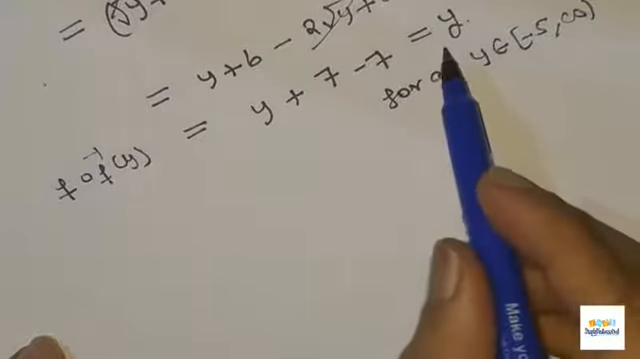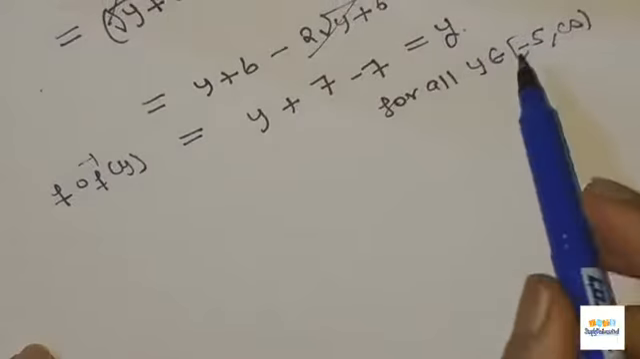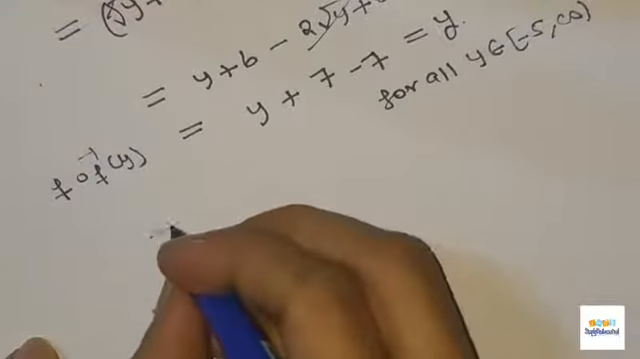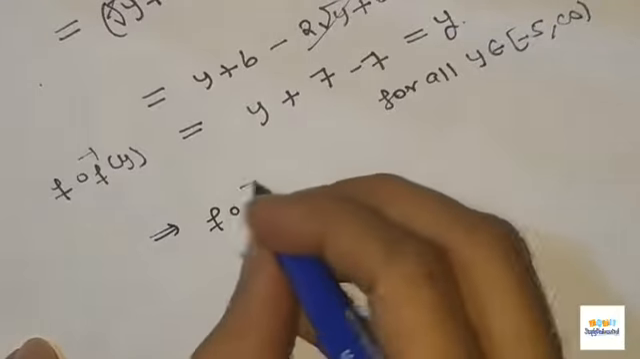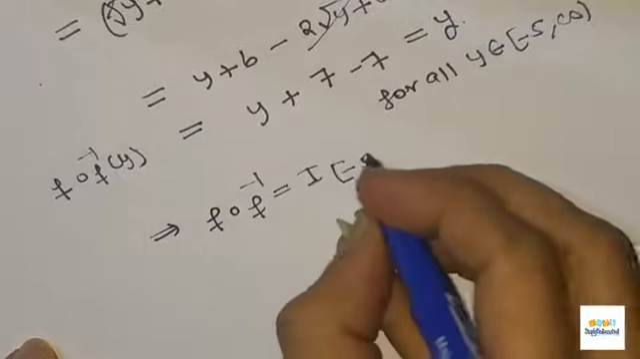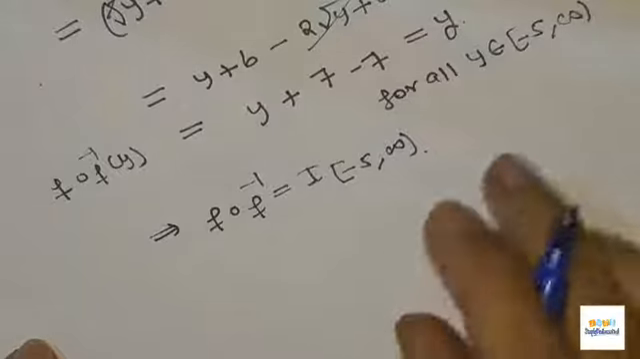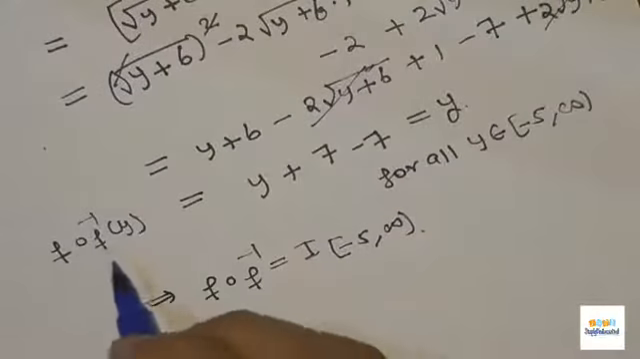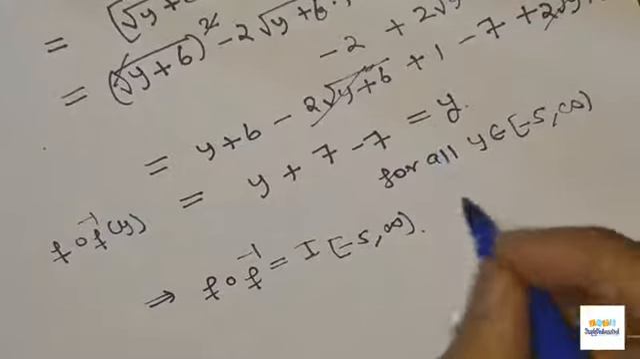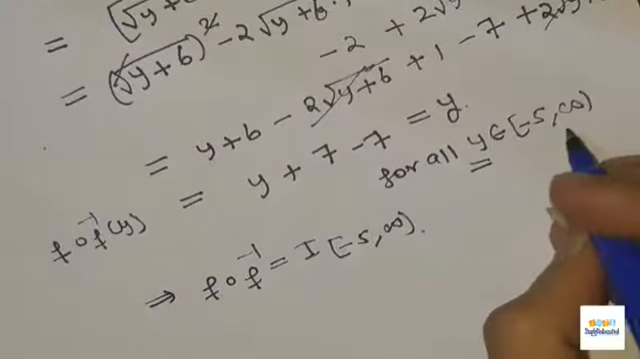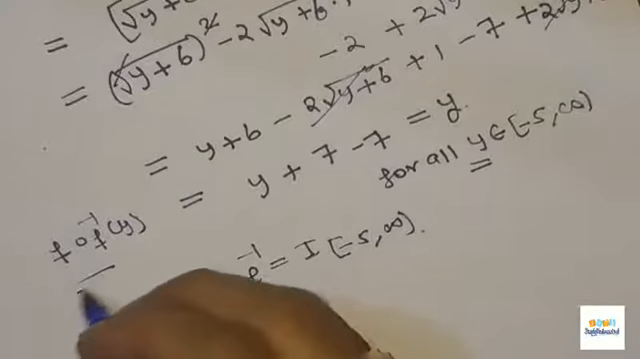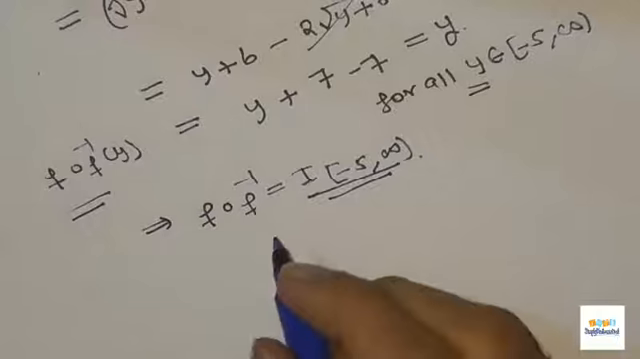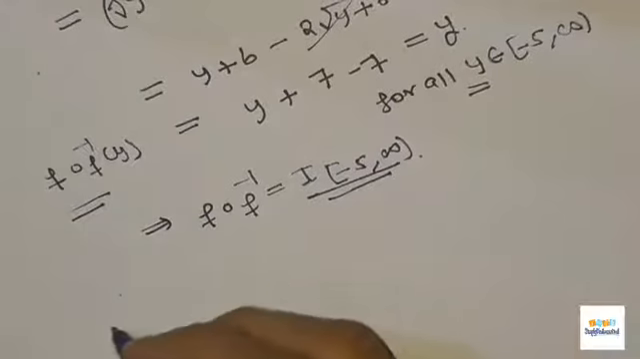So you have got f composition f inverse of y is equal to y for all y belonging to the set closed minus 5 comma infinity open. So that means f composition f inverse is equal to I suffix closed minus 5 to infinity open, right? Because this function is f composition f inverse of y equal to y for all y belonging to closed minus 5 comma infinity open. That means this function acts exactly the same as this, so the functions should be equal.